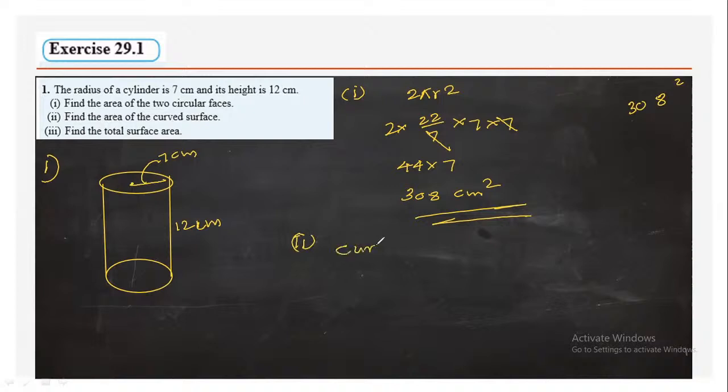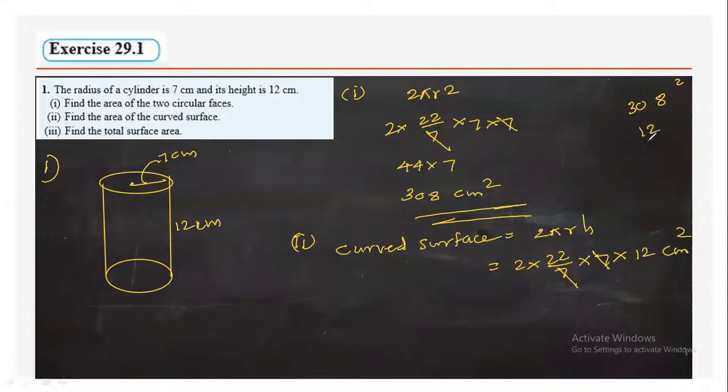Find the area of the curved surface. Curved surface: 2 pi r h. 2 into 22/7 into radius 7 into height, how much? 12 centimeter. Then cancel out this 7 and this 7. 2 into 22, 44. 44 into 12. 4 times 2, 8. 4 times 1, 4. 8, 4. 8, 12, 1 remaining. 5, 528. This is the curved surface.